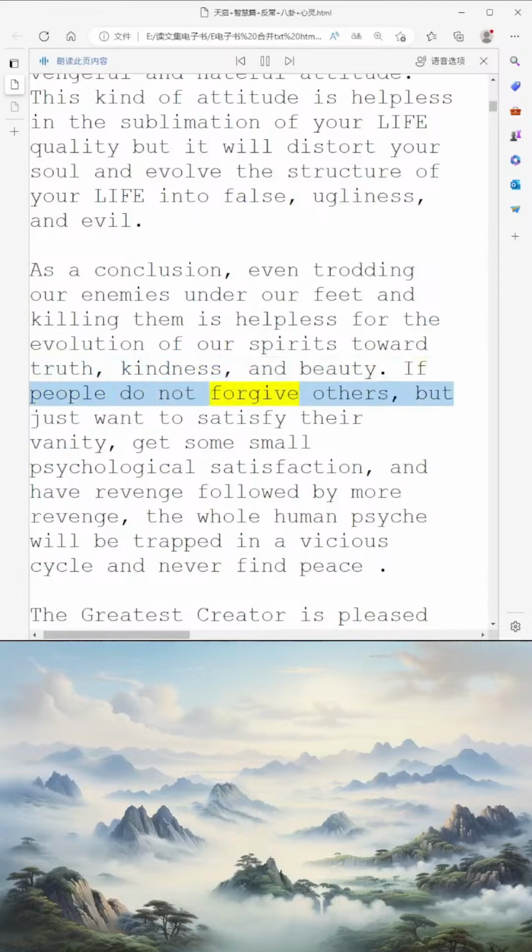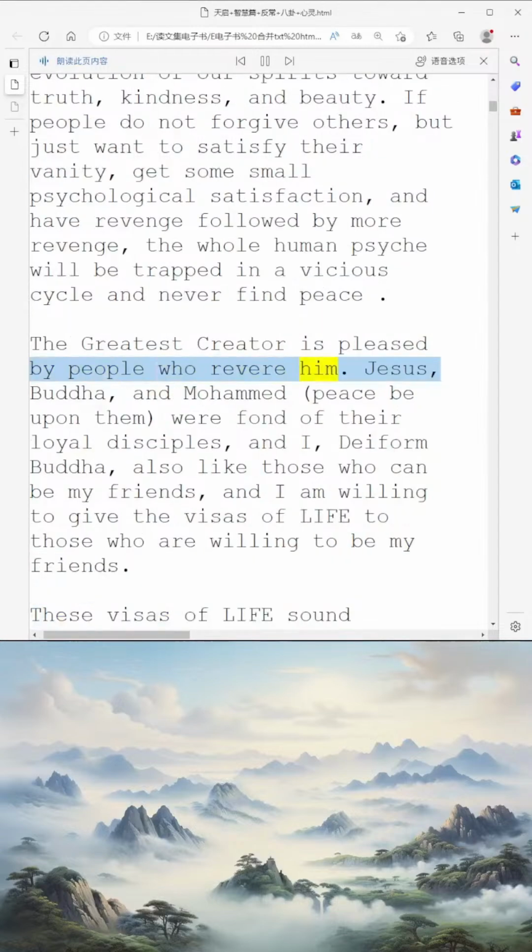If people do not forgive others, but just want to satisfy their vanity, get some small psychological satisfaction, and have revenge followed by more revenge, the whole human psyche will be trapped in a vicious cycle and never find peace. The greatest creator is pleased by people who revere him.